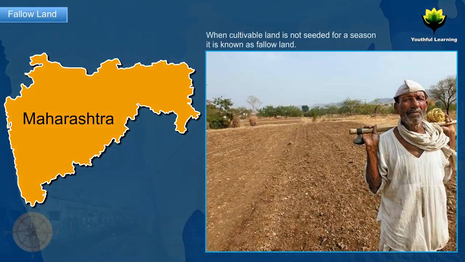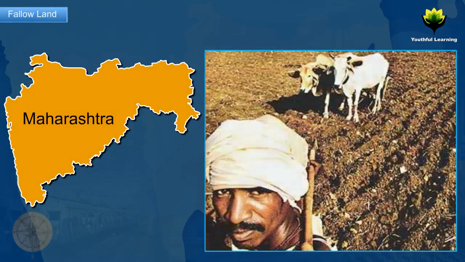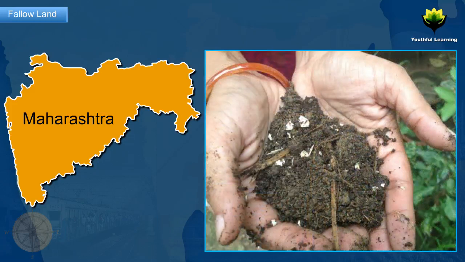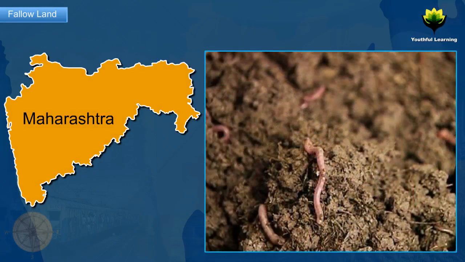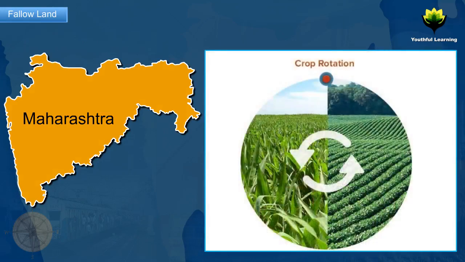Fallow land. When cultivable land is not seeded for a season, it is known as fallow land. It may or may not be plowed. This method of leaving the land uncultivated for a limited period of time is practiced to increase the fertility of the soil and retain moisture in the soil for the next crop. However, it is considered wasteful and instead crop rotation is now preferred over this method.